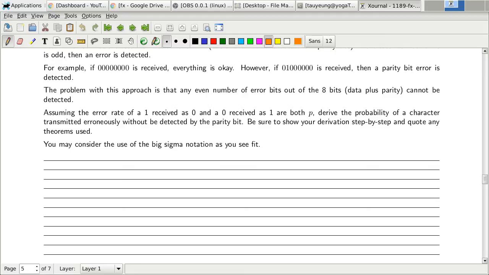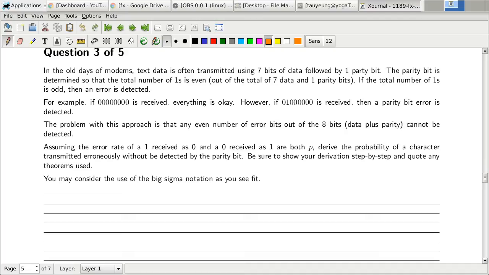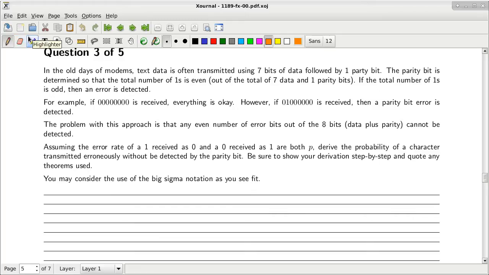This recording is about question number 3 in the final exam. So here it is in the final exam. This is question number 3. It's about transmission problems. And the idea is there are 7 data bits followed by 1 parity bit. That is kind of like an old modem standard.